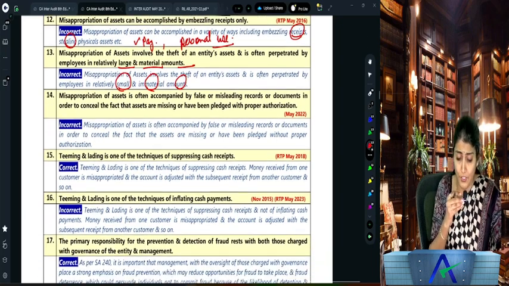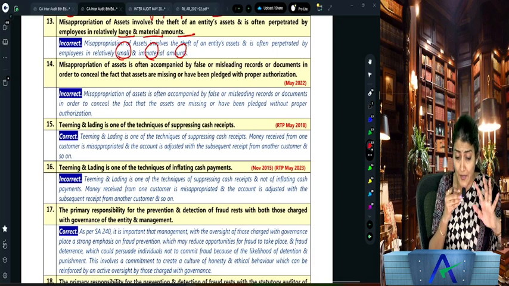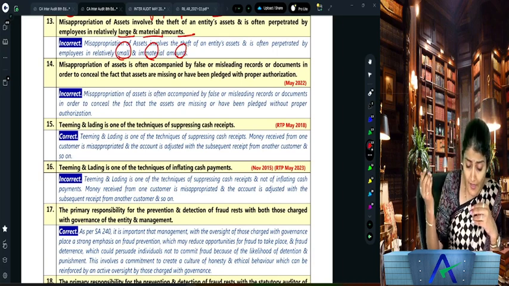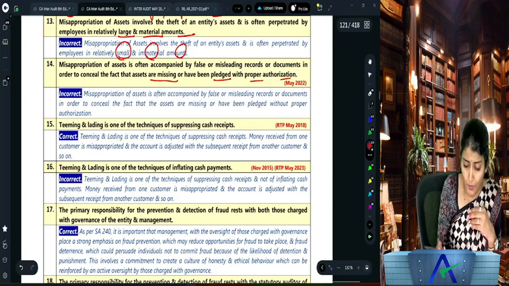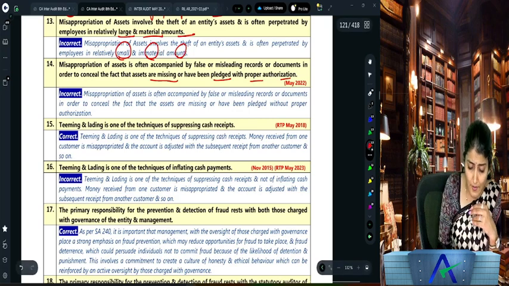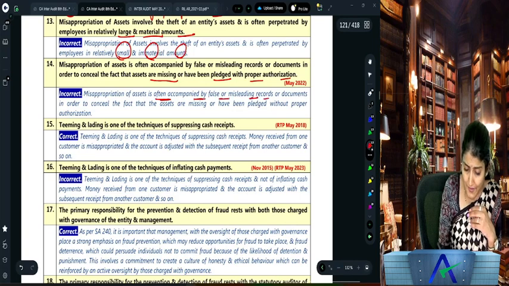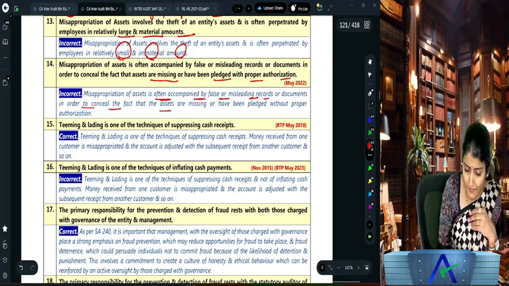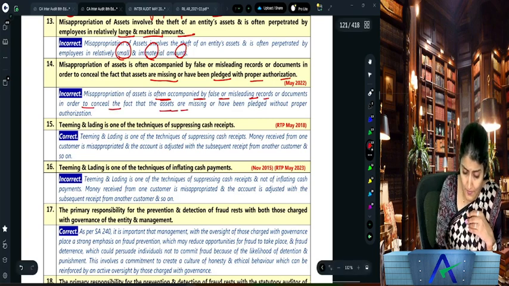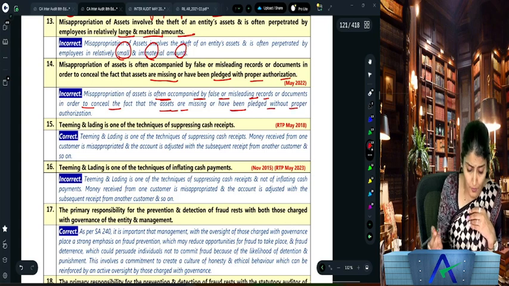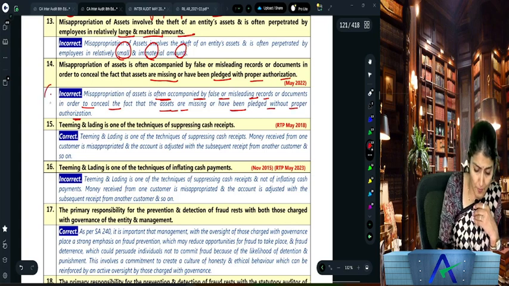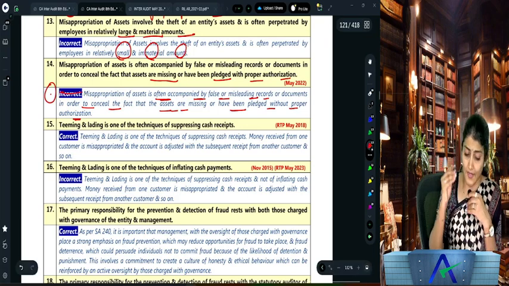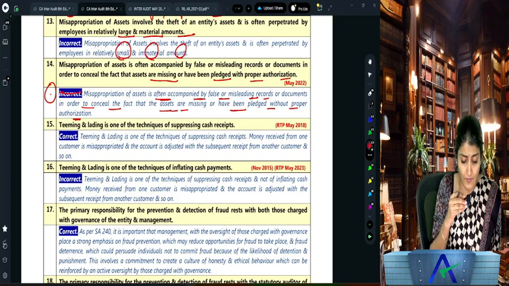Then misappropriation of assets is often accompanied by false or misleading records or documents in order to conceal the fact that assets are missing or have been pledged without proper authorization. What does it say? Misappropriation is often accomplished by false or misleading records or documents in order to conceal the fact that the assets are missing. Or what does it say? Often, yes, also pledged without the proper authorization, right? So probably this answer, same to same, has been written over there, right? So it could be marked as correct. Okay, right. Then also, what does it say after that?